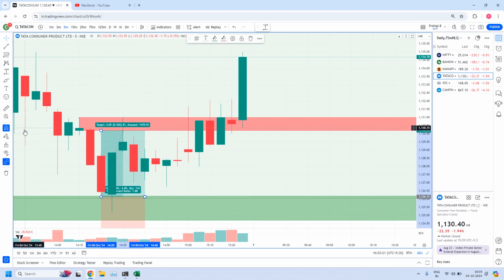What is it that I did? I tried to reduce the risk. See, I was reducing the risk. By the time it reached here, I got 1:3 RR. Exactly.